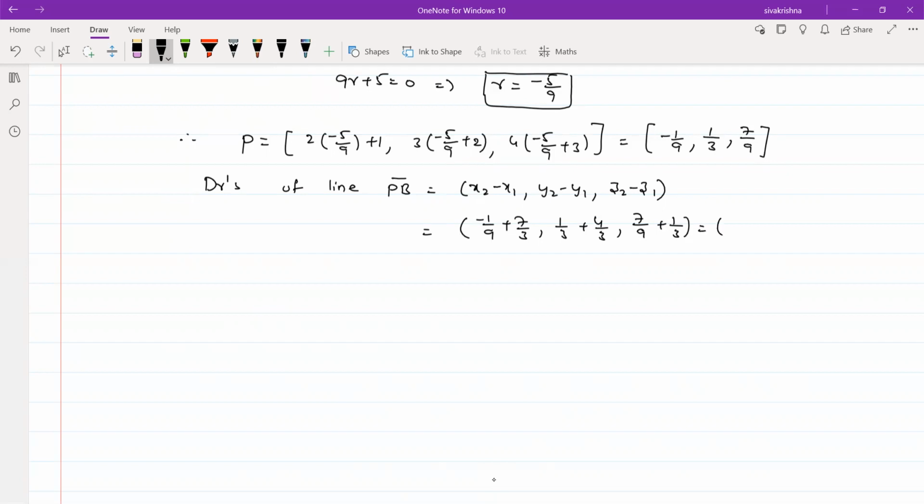So on simplification, we have to find the LCM for this step. The LCM here is 9, and we get minus 1 plus 21 by 9, comma, and here is 5 by 3, comma. Once again, here also LCM is 9, and in the numerator we get 7 plus 3. Okay, so this is the final answer, and on simplification we get 20 by 9, comma 5 by 3, comma and 10 by 9. So these are the DRs of the required line PB.